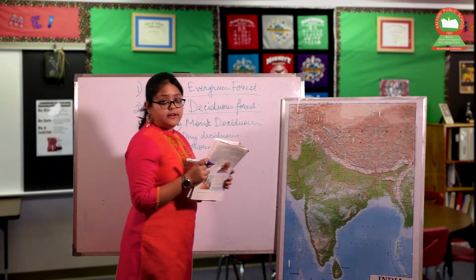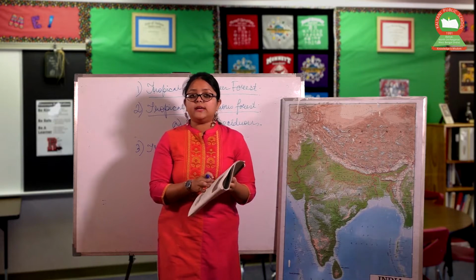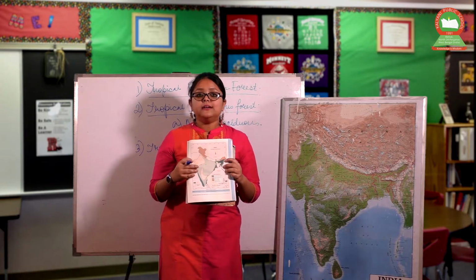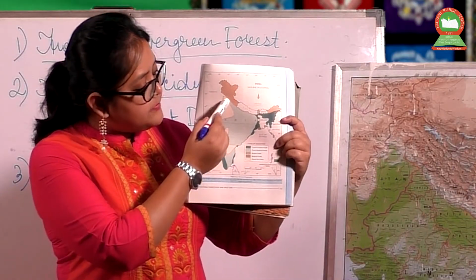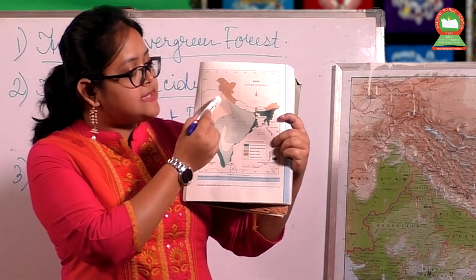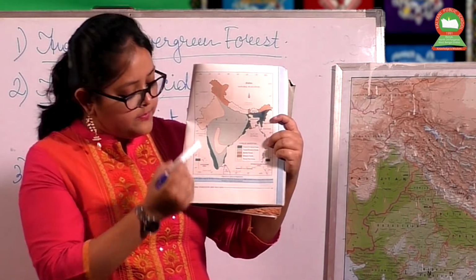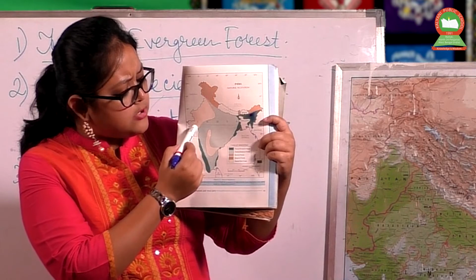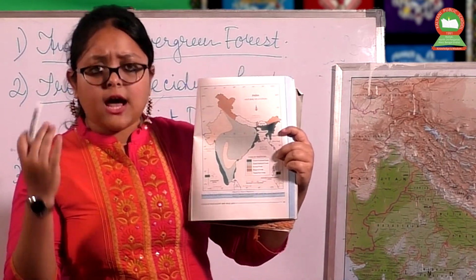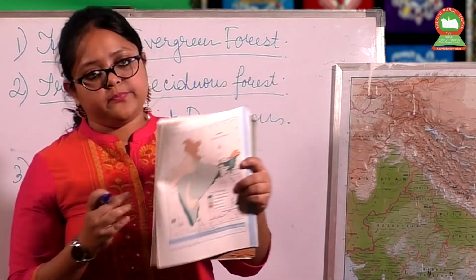The name, you can very well understand, it will be shown in the desert areas on the map. Let's see. It will be here in the western part of India and a few portions in southern India, mostly in the western part of India, the whole of Rajasthan and Gujarat. Okay.